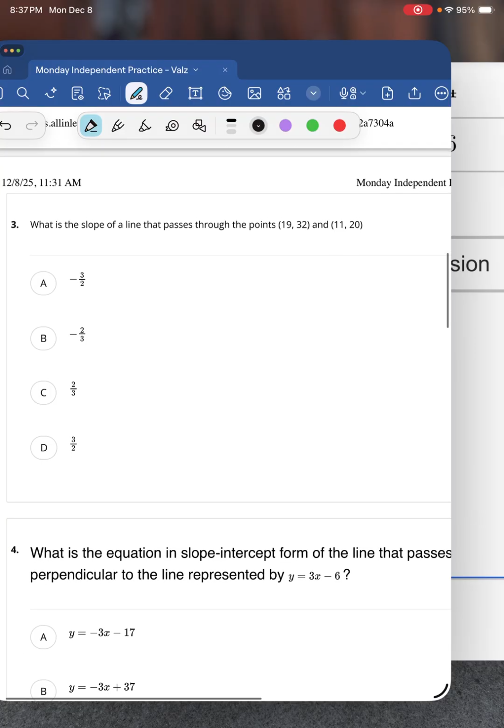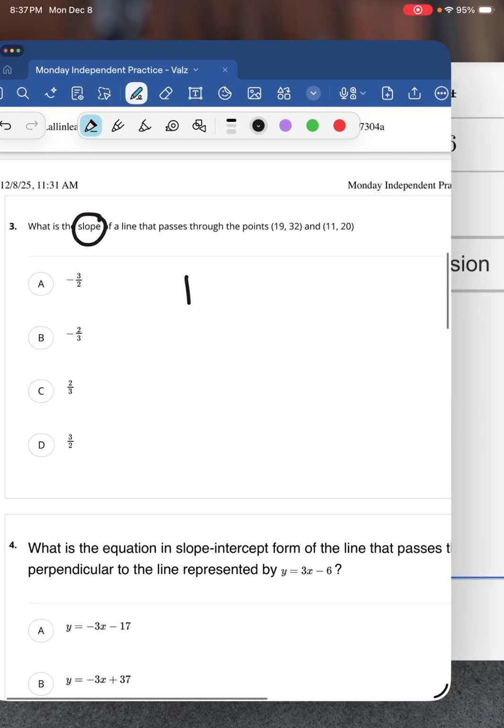Okay, number 3, what is the slope of a line that passes through the points (19, 32) and (11, 20)? So right away, I'm just going to put this in a table for a few reasons. One, I want to make sure I'm writing it the right way in Desmos.